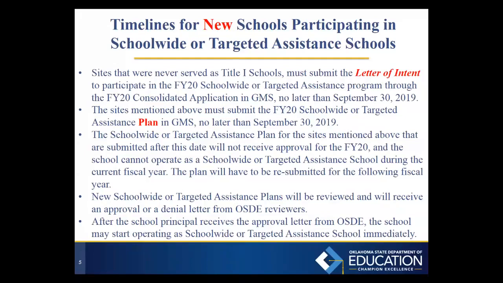New school-wide or targeted assistance plans will be reviewed and receive an approval or denial letter from OSDE reviewers. When the reviewers receive the plan, they will review it, and the plan will get a final approval, and the district will receive an approval letter or denial letter. If you receive an approval letter, that means your school is good to go, and the district can operate as a school-wide or targeted assistance school immediately.